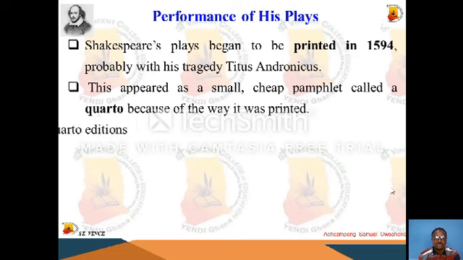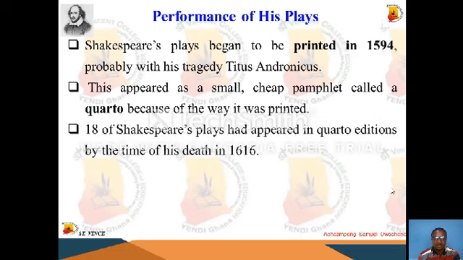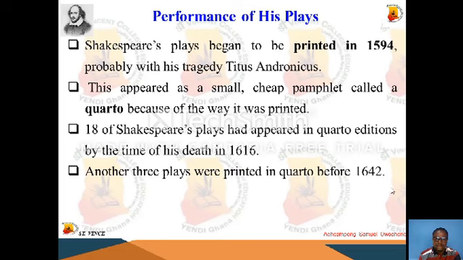So the quarto was where Shakespeare's first play was printed. 18 of Shakespeare's plays had appeared in the quarto editions by the time of his death in 1616. So it tells you when Shakespeare died. In 1616, Shakespeare died. And 18 of his plays got printed in this quarto because of the outreach that he wanted, or the number of people he wanted to reach, and also the cost involved. Another three of his plays were printed in the quarto before 1642, so even after his death, some more were still printed in the quarto.